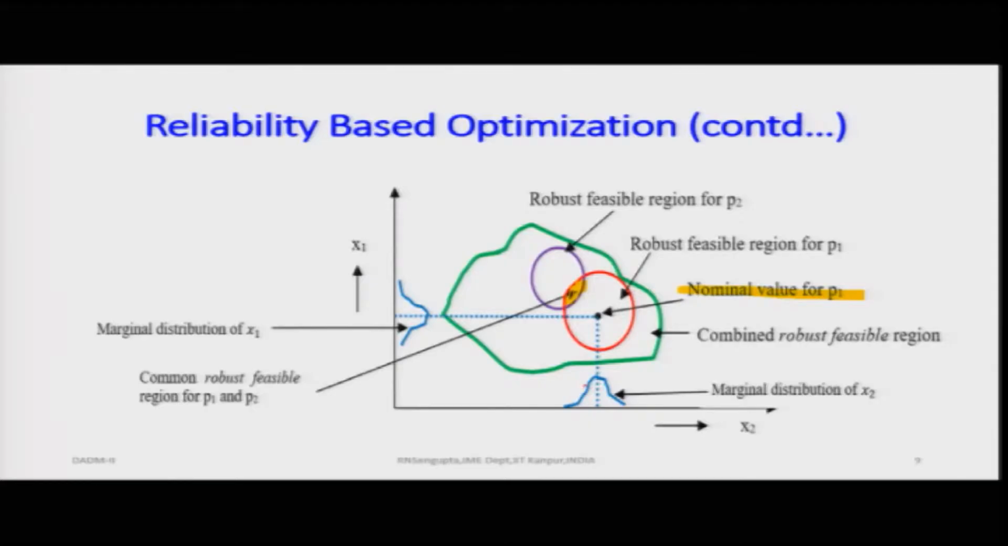So, you have a nominal value for P1, and similarly you will have a nominal value for P2 also, and the combined area of the robust region will depend on different types of constraints. The green area which I have drawn is the combined area, and the violet one and the red one are based on the perturbation of P1 and P2.